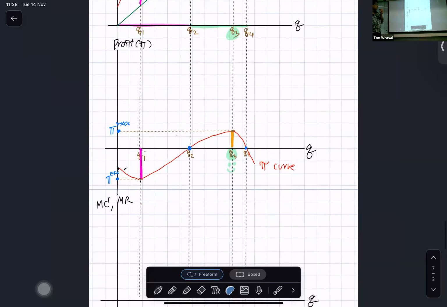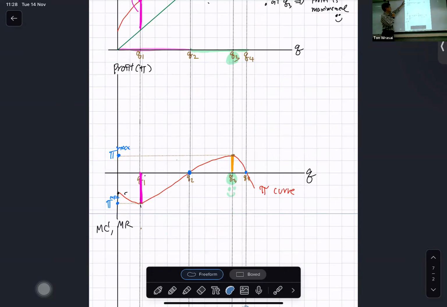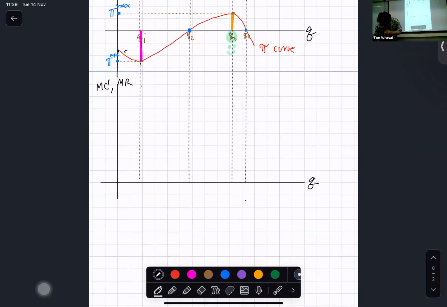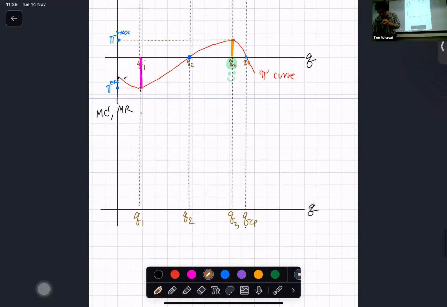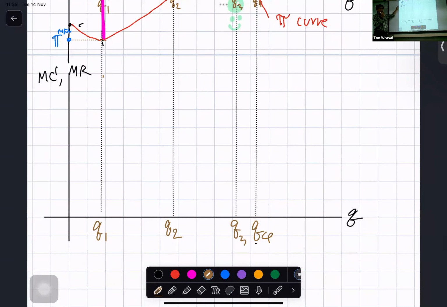Okay, this is a long story with 3 diagrams together. 1, 2, and 3. The next diagram is about the marginal cost and marginal revenue curves.